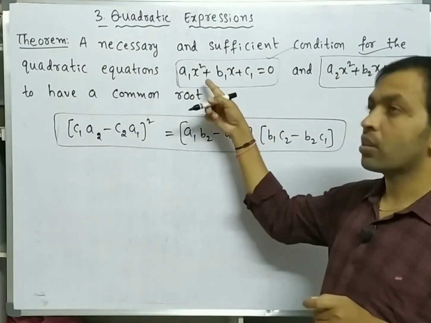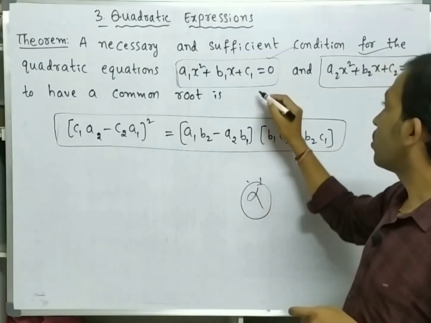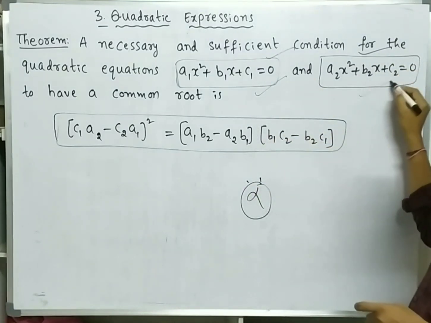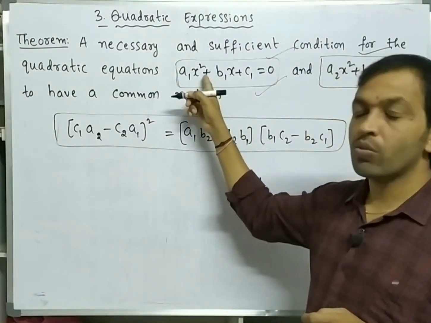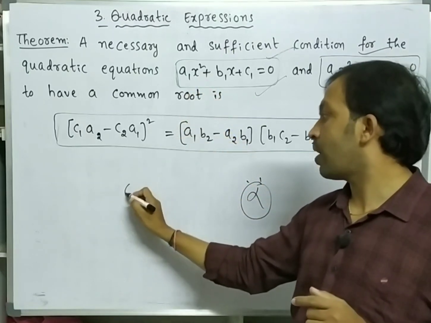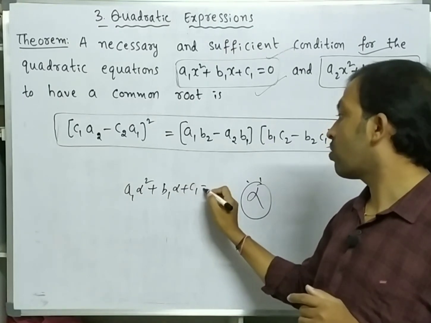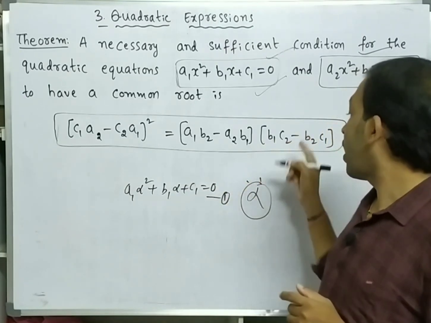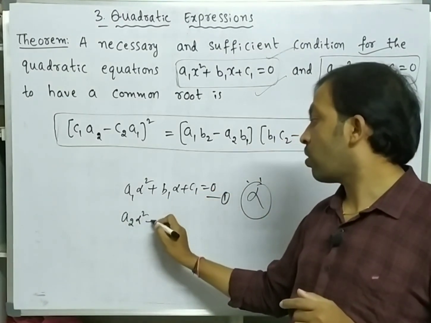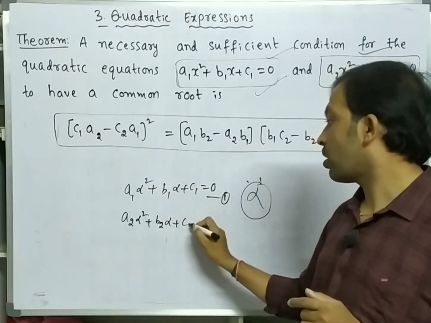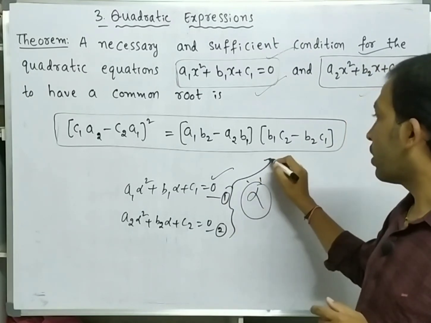Let us suppose that there is one common root, alpha, to this quadratic equation and this quadratic equation also. As alpha is a root of quadratic equation 1, it should satisfy it. That means we get a1 alpha square plus b1 alpha plus c1 is equal to 0. That is one equation, and alpha is also a root of the second equation, that is a2 alpha square plus b2 alpha plus c2 is equal to 0. Solve these two equations, then you will get this condition.